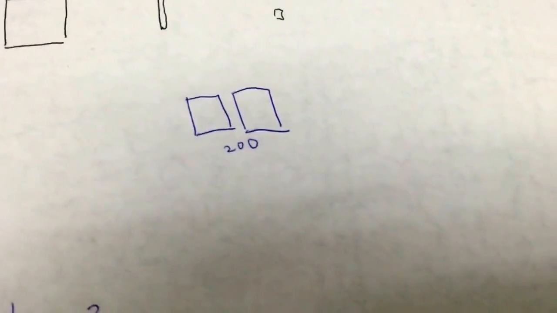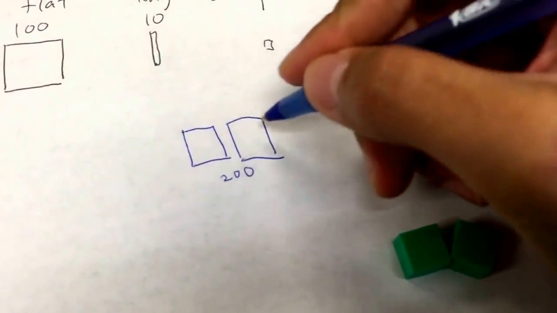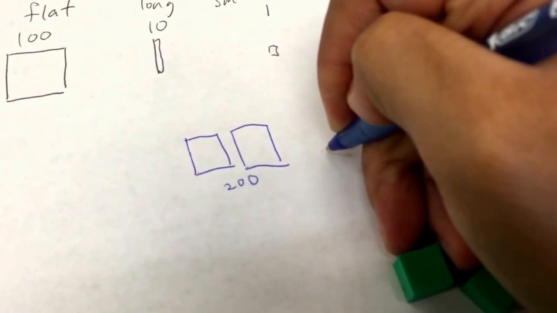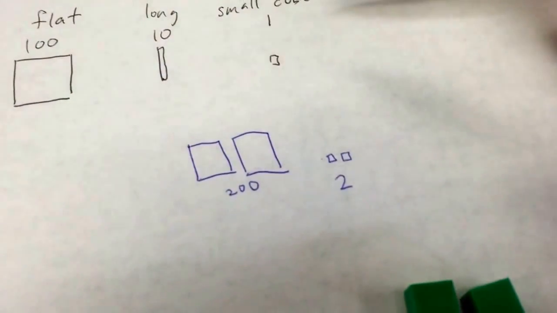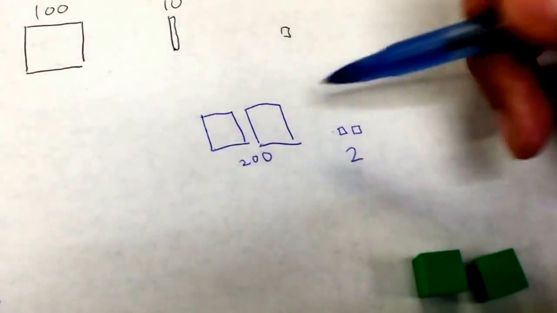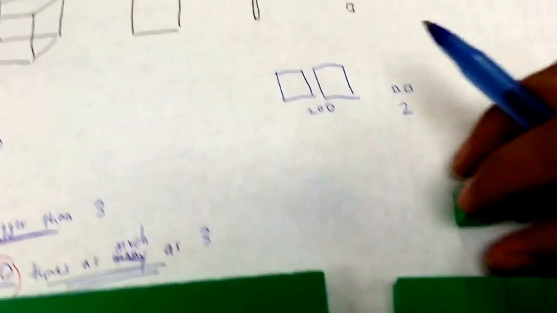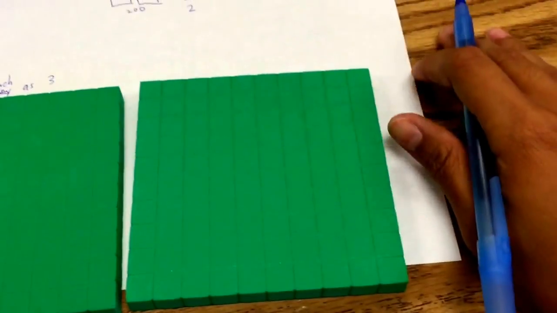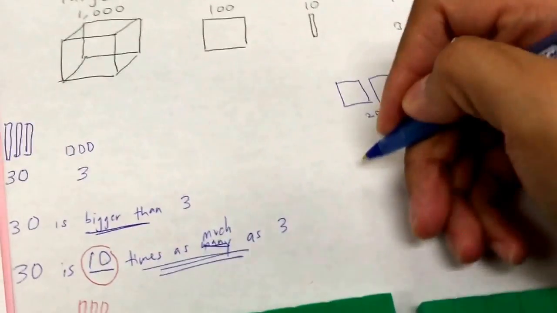What I want to do now is compare 200 to 2 small cubes. I'm going to see how this kind of differs. Make sure that your flat looks a little bit longer and that your cubes are smaller. If these are the same size, then it'll be very difficult to differentiate the two in your pictures and drawings. So you have 2 flats and 2 small cubes. If we were to compare it, we can easily see this is bigger than this, and this, representing 200, is bigger than 2. So let's start with that sentence.